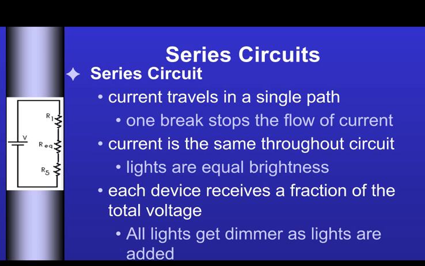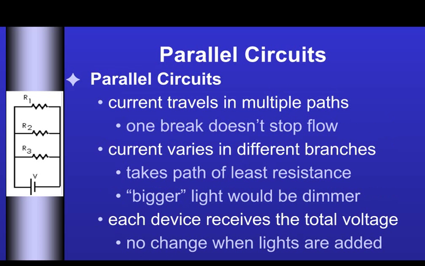And then a parallel circuit is where the current travels in multiple paths. So you have different ways. You don't have to just go in one direction. You can go through different loops. You have a different way to get to and from the battery. And so one break, if you have a light bulb that goes out, your flow doesn't stop.